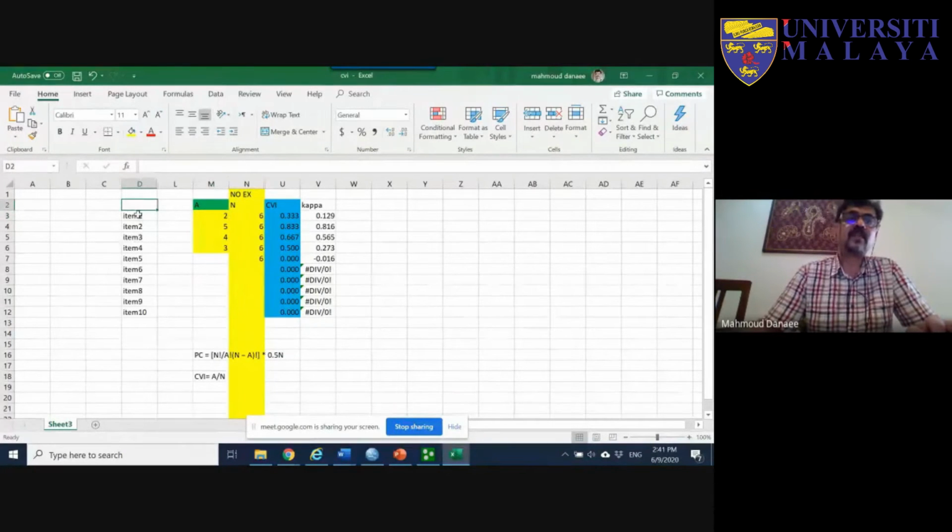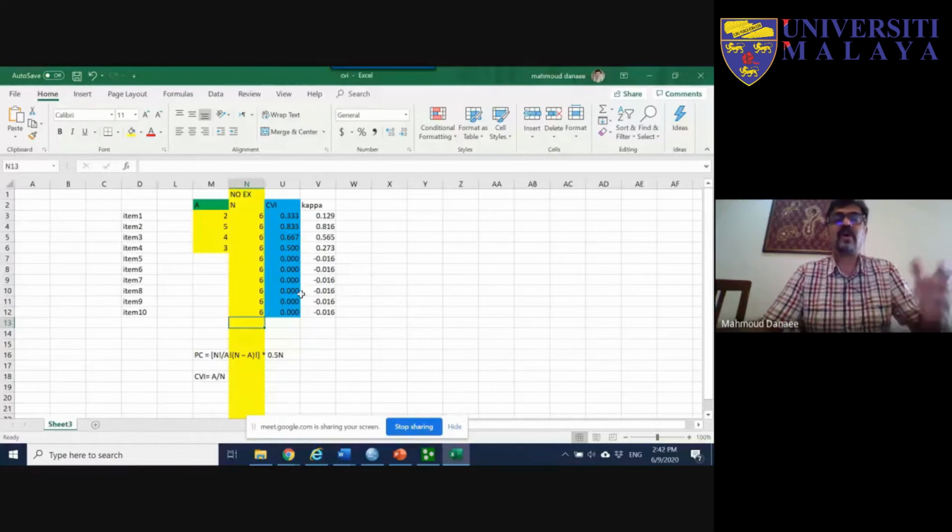Now I explain again. So these are the items. For example, in this research, I had 10 items, and this is the number of experts. For example, I had 6 experts for all the items. So you can drag and drop more items, and this is the number of experts who agreed. So you just key in the number. What you need to key in is only these M and N columns, and then you just copy and paste the last 2 columns. Is it clear?